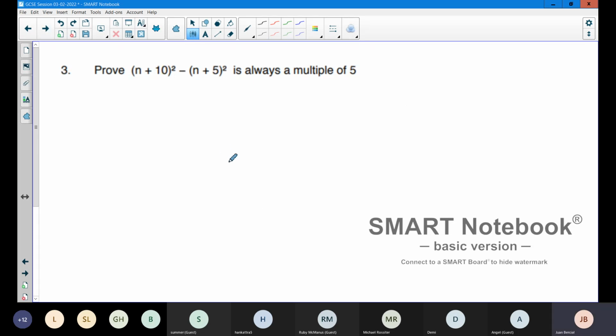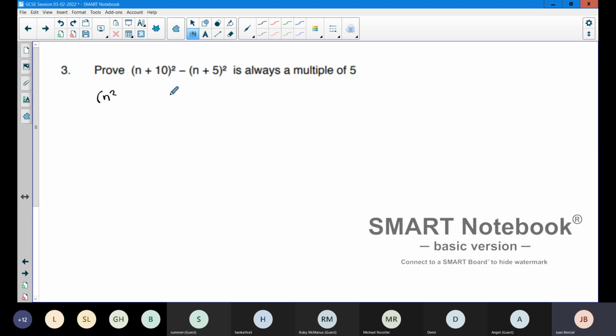The next example is: prove that it's always a multiple of 5. And this one is very simple in the sense that when you expand it, you can write this one down now. Please just write (n + 10)^2 minus (n + 5)^2. As you can see, when you expand it, you will end up with an n squared and another n squared.